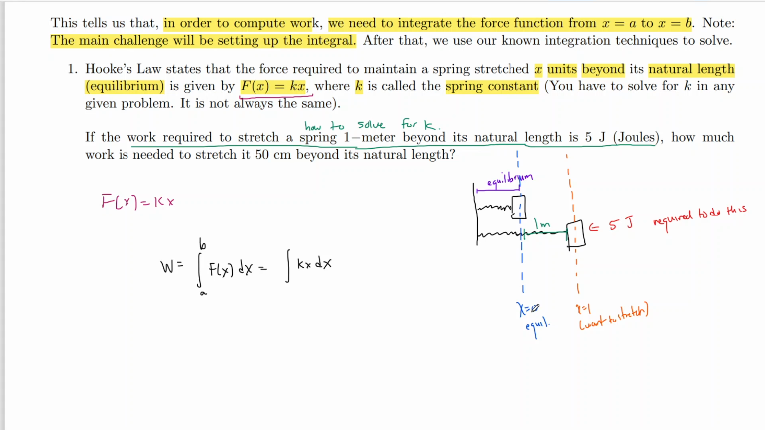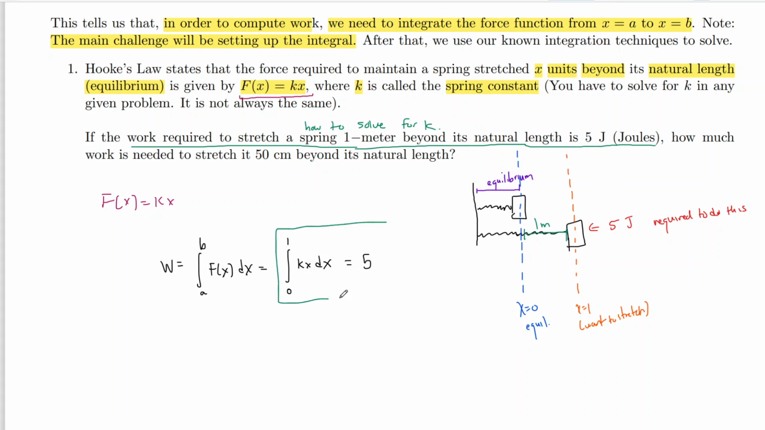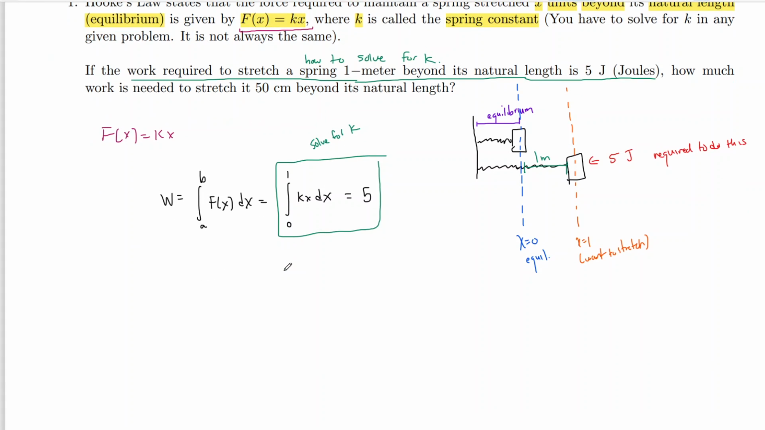So this is saying if I stretch from x equals 0 to x equals 1, the work done is 5 joules. So that means I should integrate kx from 0 to 1, and this is representing the work done, and we are told that the work equals 5. And that gives us an equation that allows us to solve for k. So we can solve this for k. And that's necessary to do the next part. So we can't really do anything about the second part yet and actually answer the question until we realize that we have the ability to solve for k based on what it's telling us. Well, let's just go ahead and solve this.